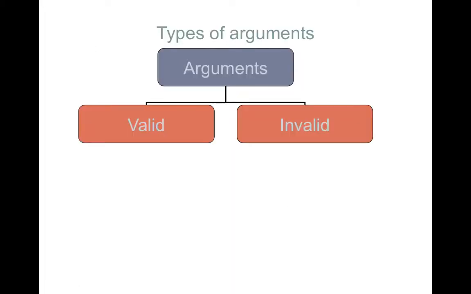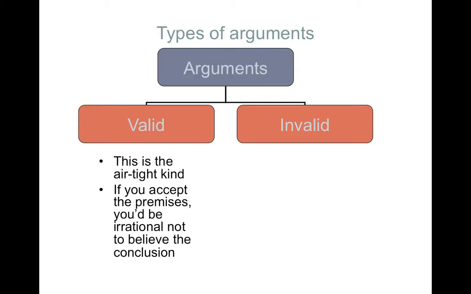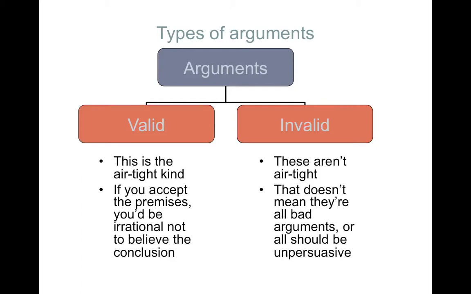Here's one way of illustrating it with a diagram. There are two kinds of deductive arguments, valid and invalid. And the valid ones are the good ones. Those are the ones that are good arguments, because if you accept the premises, it'd be irrational not to believe the conclusion. Invalid ones are ones that don't have that feature of being airtight. They're not necessarily all bad arguments. Some of them may still be persuasive, but it's possible to accept the premises and still reject the conclusion.